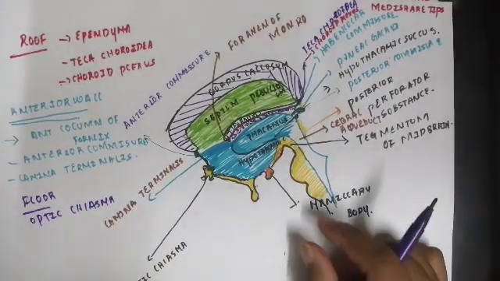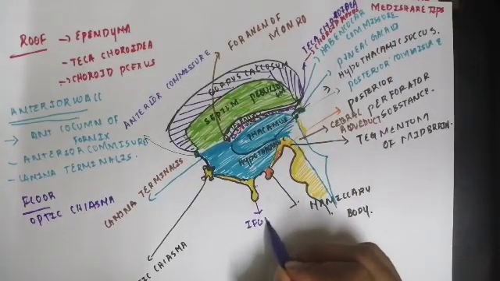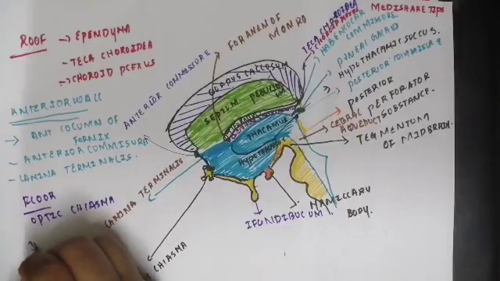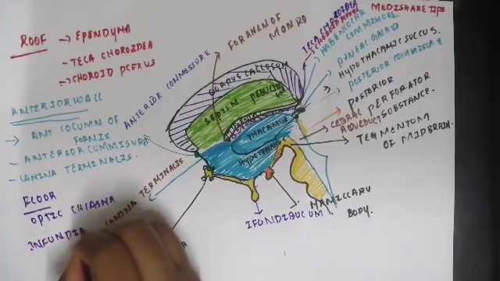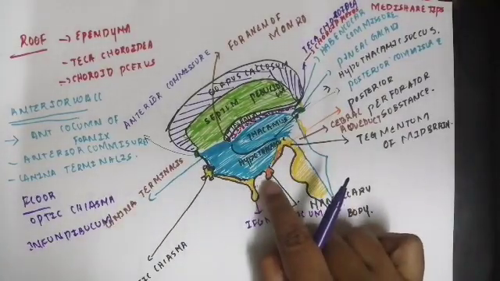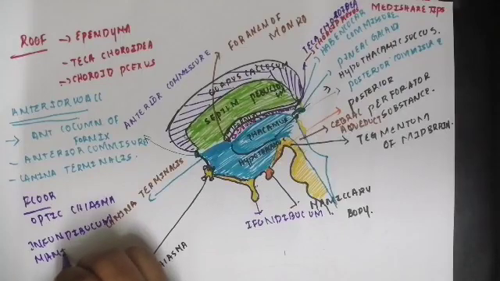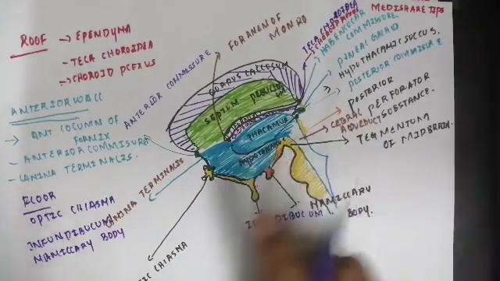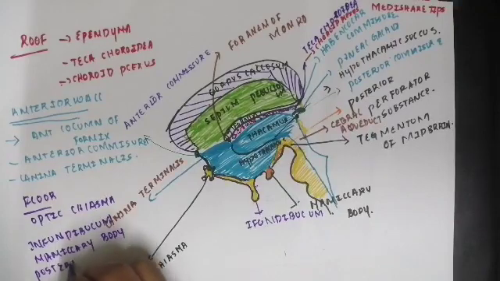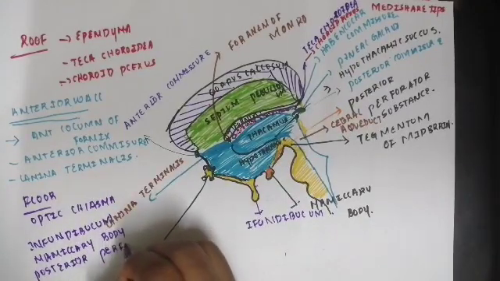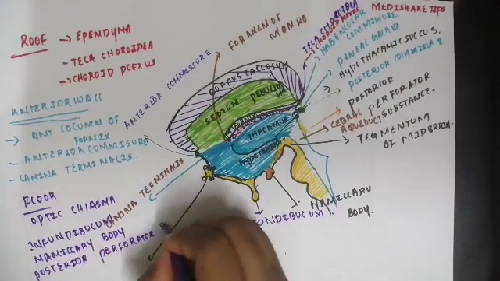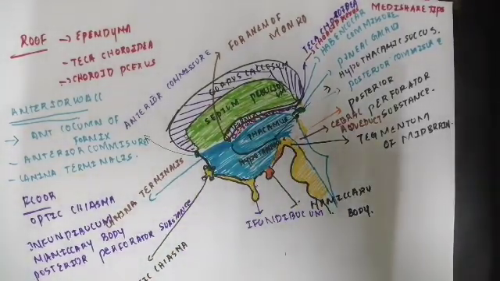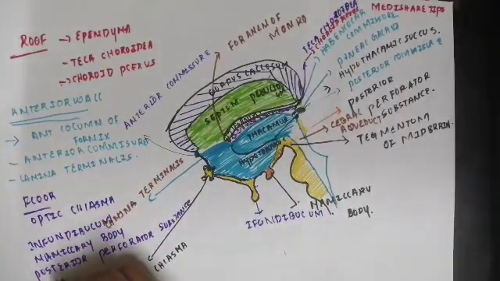What is the next structure which you see here? This one is the infundibulum, which is the stalk connecting the hypothalamus to the posterior pituitary. Which is the next structure you see here? This is the mammillary body. Which is the other structure? It is the posterior perforated substance. And at last, which is this structure? This is the tegmentum of the midbrain, the upper end of the tegmentum of the midbrain.